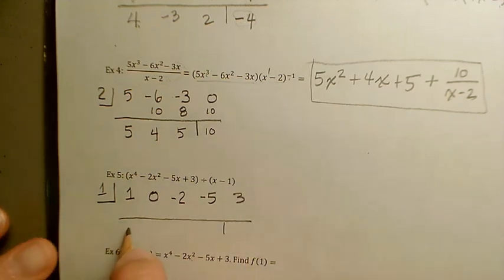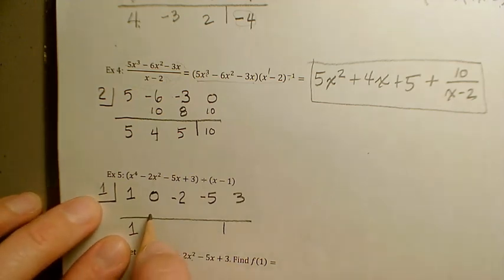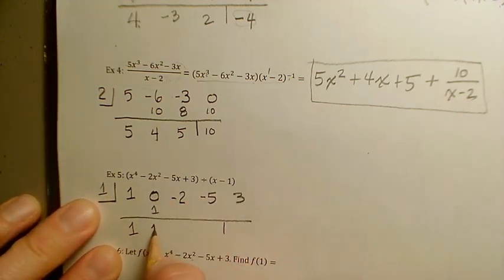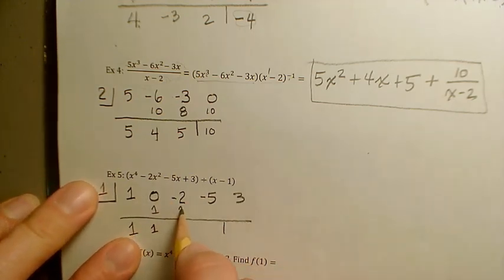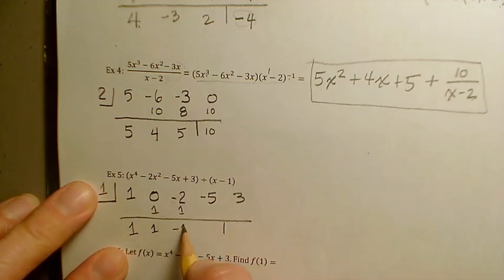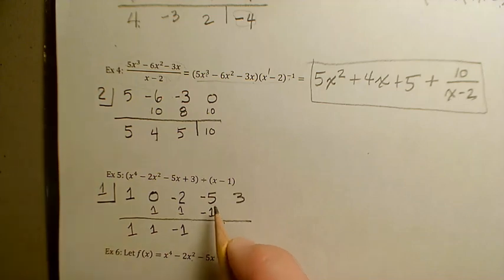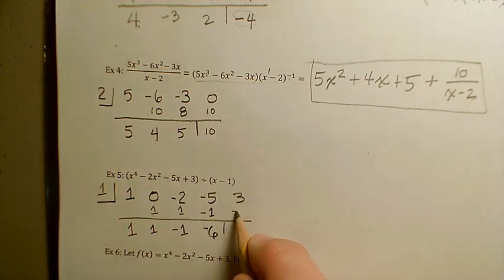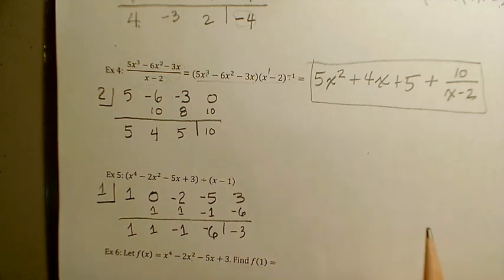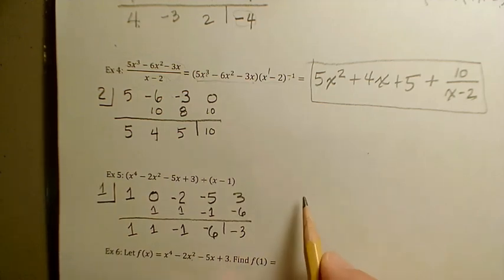All right, bring down the 1. And now we multiply. That's 1. We add. That's 1. We multiply. That's 1. We add. That's -1. We multiply, that's a -1. We add, that's -6. And then we multiply, it's a -6. And we add, that's -3. Okay. Now let's write that answer.